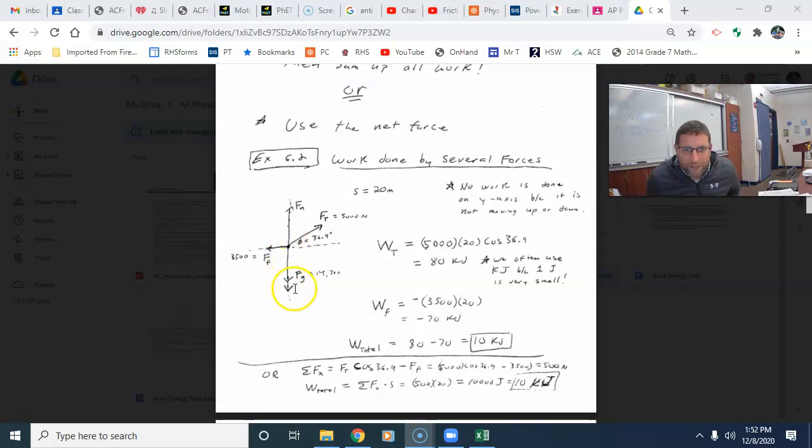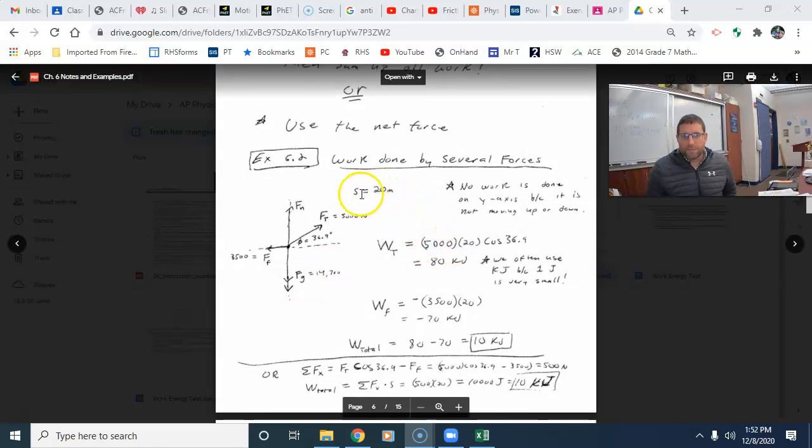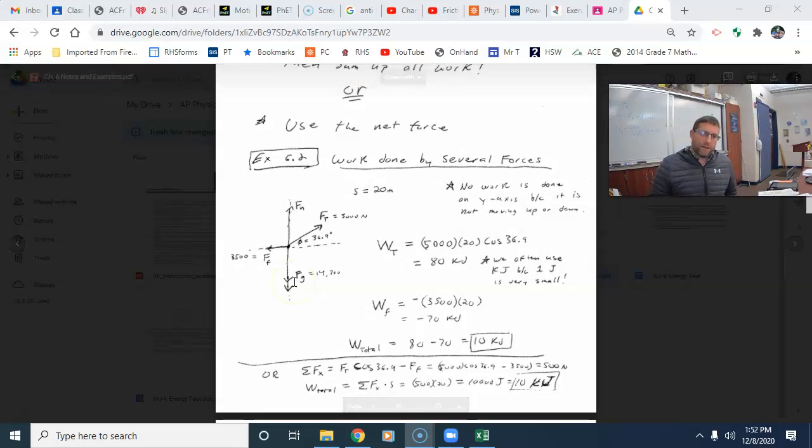There's only one force down, and that's the weight of the wood here. And we know it displaces, let's say to the right, at 20 meters. So no work is done on this axis by normal or gravity force because they're perpendicular. Cosine 90 is 0. No work being done on that axis. It's not contributing to any work done.